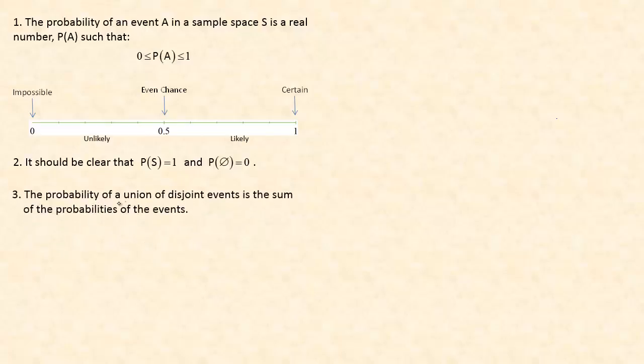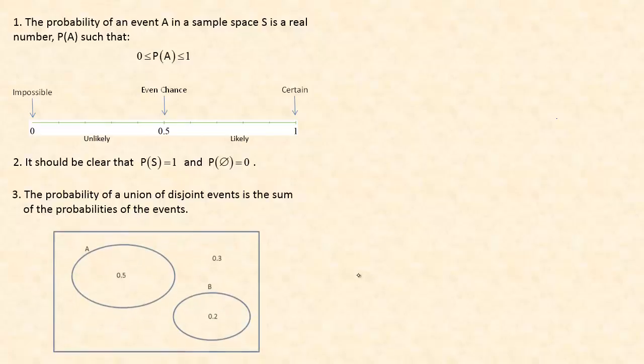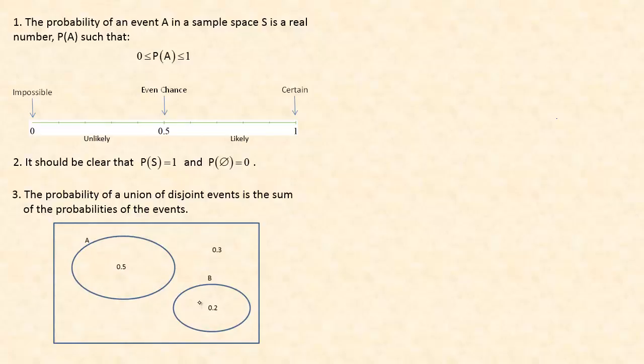The probability of a union of disjoint sets is the sum of the probabilities of the events, and we've got an example here to look at. So these are disjoint sets because there's no overlap. They're disjoint sets, or disjoint events, or the other word for this is they're mutually exclusive events. So if A happens, B cannot happen, and so on.